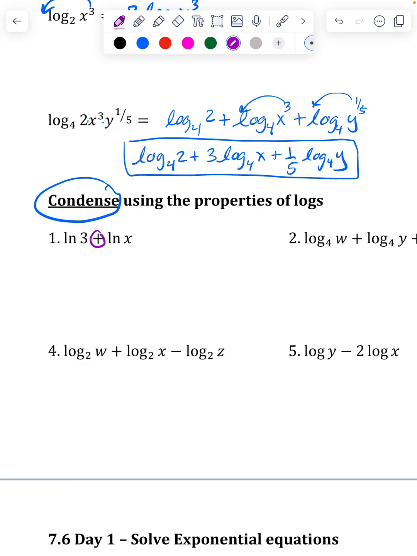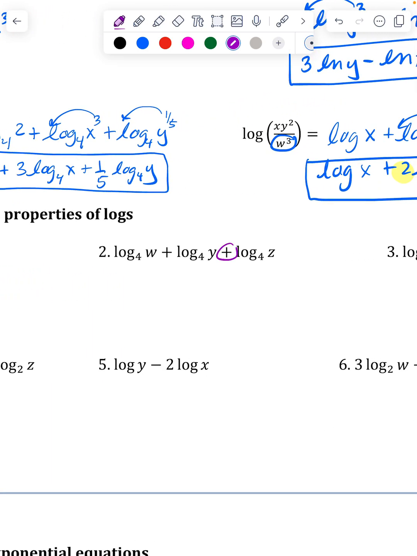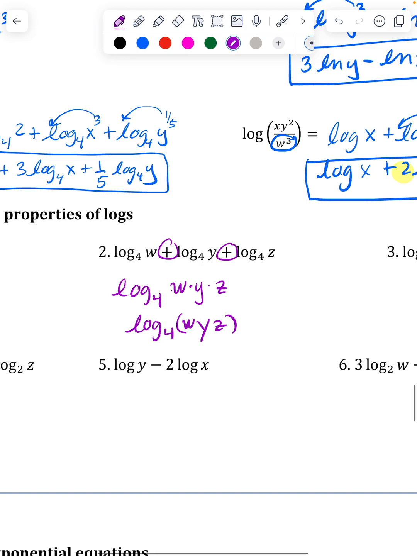So since these are separated by adding, I look back at my options and it tells me I would put them together by multiplication. And you can put parentheses or whatever makes you happy. Here, it's all separated by addition. I do not have any numbers in front of my logs. So I'm just going to have log base 4 written 1 time, and the w is going to get multiplied by the y, which will get multiplied by the z. Now, often you won't see the dots. You'll just see yz. But it's certainly not wrong to write the dots. And it's also not wrong if you want to put some parentheses around there.